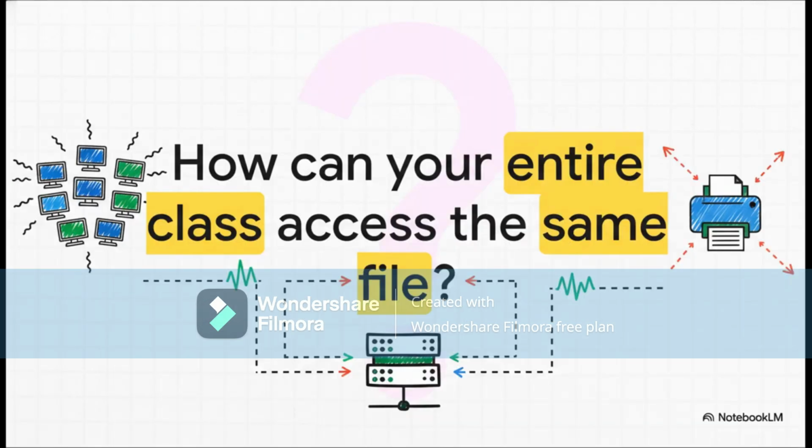I mean, really think about it for a second. How can, say, 30 different computers all open the exact same project file or use the same printer without everything just crashing? It seems like it should be chaos, right? Well, the answer is a really clever system called the client-server model. It's kind of like an invisible traffic cop that keeps everything organized and running super smoothly. Let's see how it pulls it off.